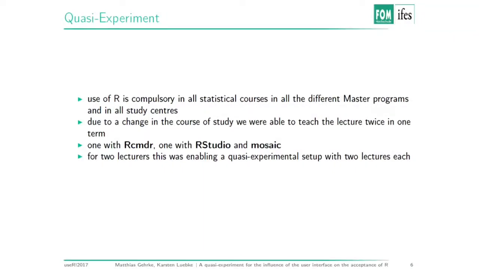Why is it a quasi-experiment? The use of R is compulsory in all statistical courses in the master programs, in all study centers. In this term, in the second term, we have the old program, and in the first term, the new program. That gives us the possibility to have an experiment with two different user interfaces.